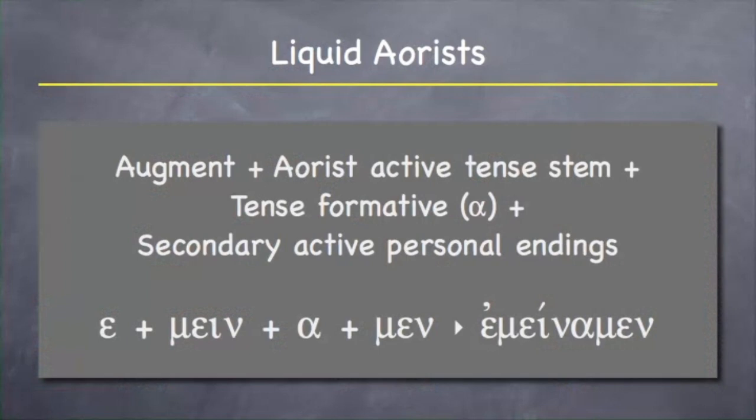So let's take a look at that. A liquid aorist, which is a first aorist, is formed with an augment, the aorist active tense stem, the tense formative alpha, and then secondary active personal endings, and you get a form like amenamen. Now there's something else though going on in this form. The lexical form is meno with an epsilon, but when you get into the aorist, that epsilon, due to ablaut, has changed to epsilon iota, and you get amenamen.